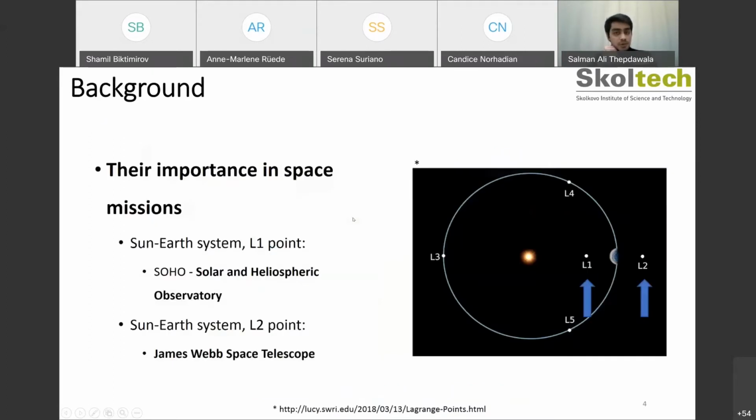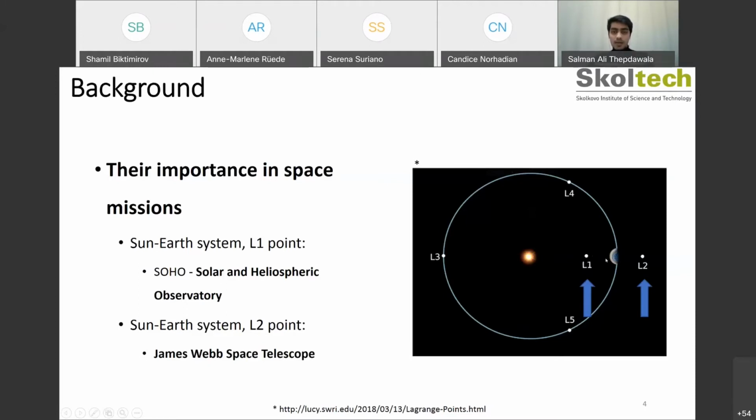So why are these points important? Let's look at the sun and the Earth case. I'm just going to focus on the L1 and L2 points because they have a proven history of missions. There was a very important mission, SOHO, at L1. It was the Solar and Heliospheric Observatory, to study the sun. The importance is that when you place your observatory on L1, it has an unobstructed view of the sun because the Earth is behind, and you can monitor the sun 24 hours.